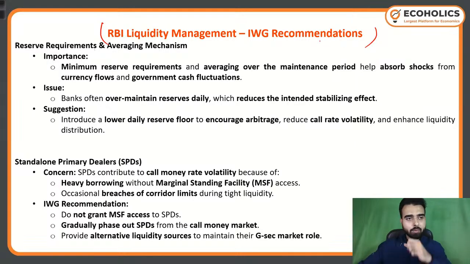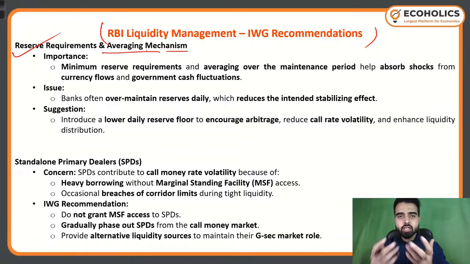Now we'll see the next recommendation: reserve requirements and averaging mechanism. What is the issue over here? They saw that the cash reserve ratio, CRR, is something that banks keep with RBI, the banking entities in the second schedule of the RBI Act 1934. They are required to keep some amount of CRR, and other reserves, SLR. Now what they have noticed is that banks often maintain more than the required reserve on a daily basis, which reduces the intended stabilizing effect.